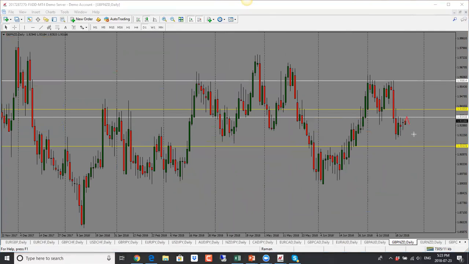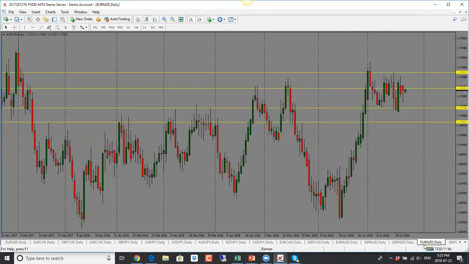And if it doesn't break that level, I will look for price to come back into this 1.9220 level. But right now, a pullback will be the first thing. So if it breaks this level, then I will be looking for price to go up into the next support resistance area here. So for now, today's candle close is neutral.